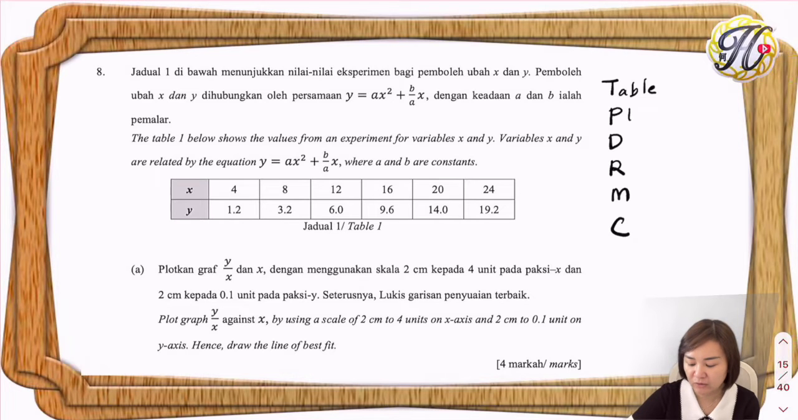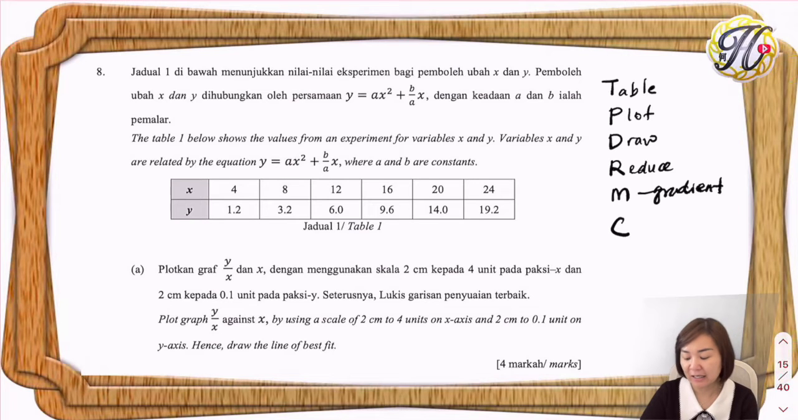Then after that, you need to plot the point. After that, you need to draw the line of best fit. After that, you need to reduce the non-linear equation into a linear equation. Then find M, which is the gradient. Lastly, find the intercept of Y. So, remember these 6 steps.